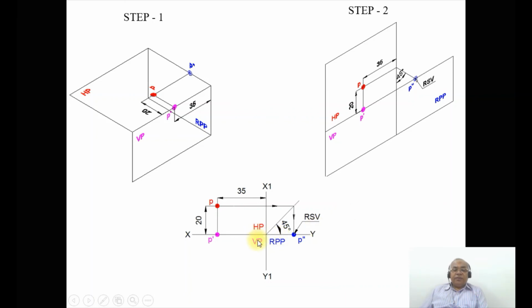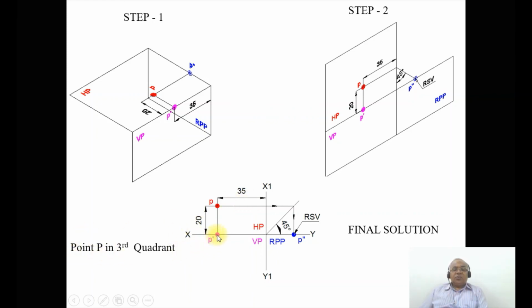Since HP is above, VP is below, and RPP is adjacent to VP, obviously it lies in the third quadrant. If you observe both the orthographic views, of the second quadrant as well as the third quadrant, the sketch remains the same. The only difference is the HP, VP and RPP. In the second quadrant, HP and VP will be above the XY line. Since VP becomes above the XY line, RPP will also go above the XY line. But all the other locations of the point will remain the same.